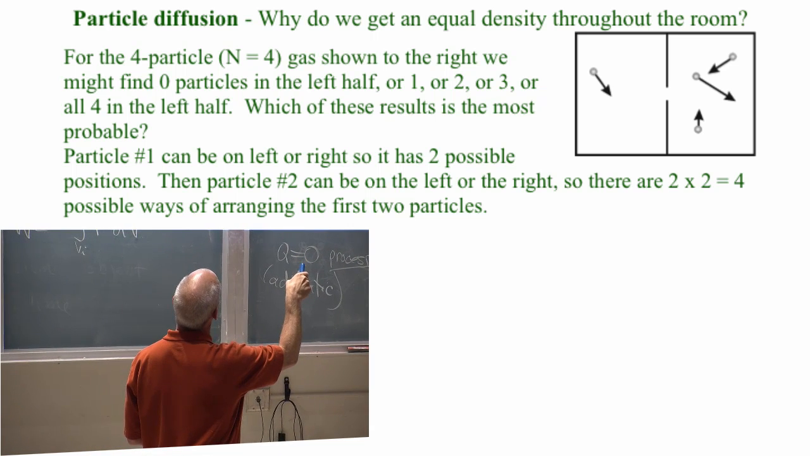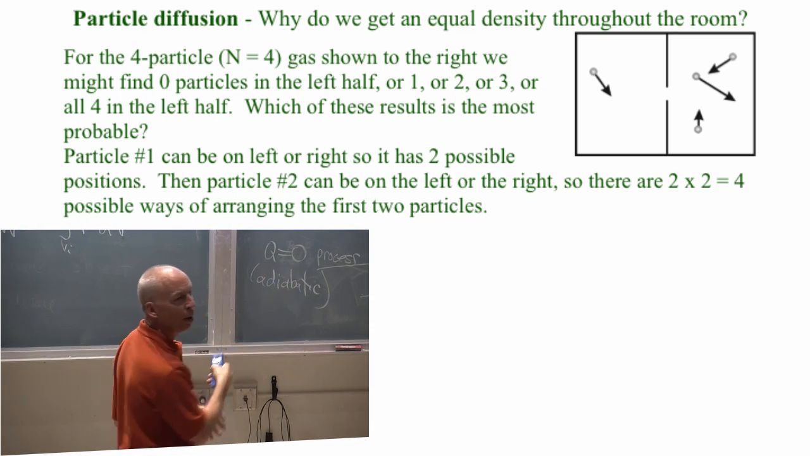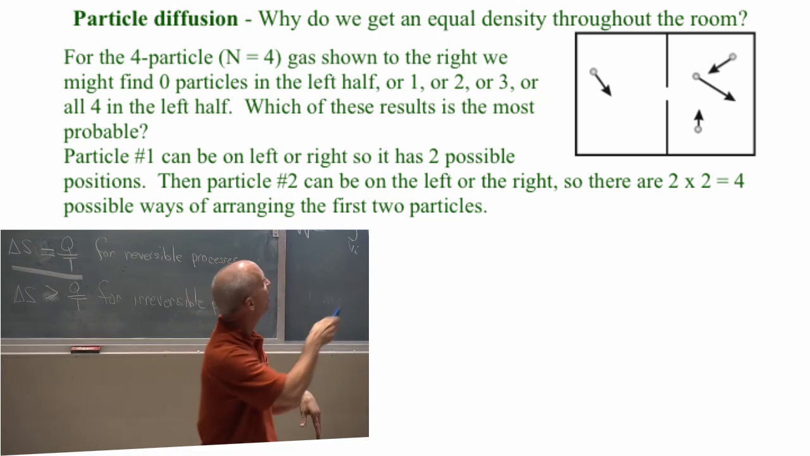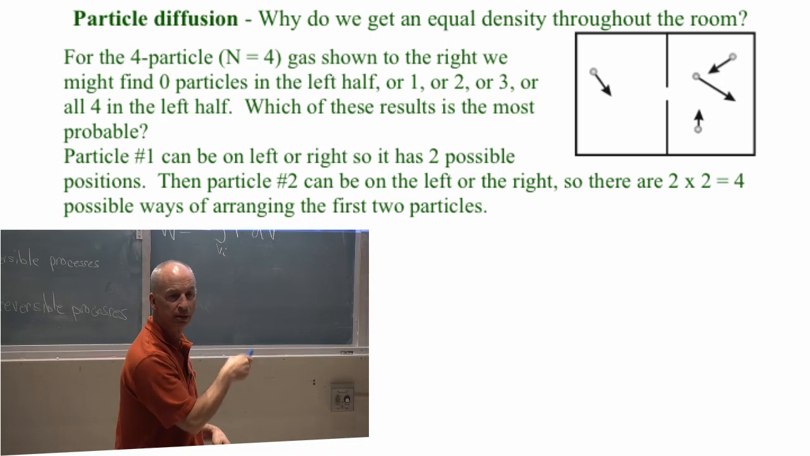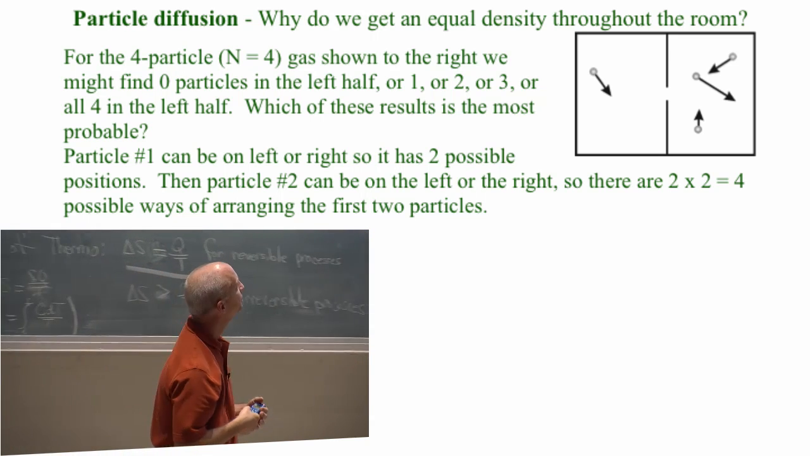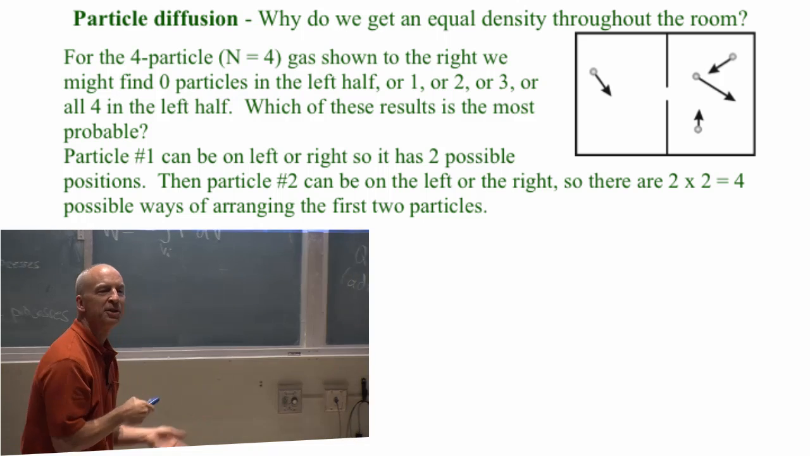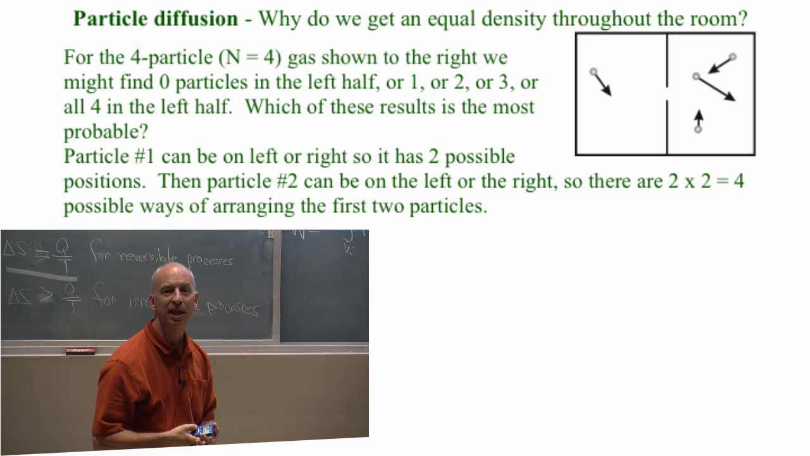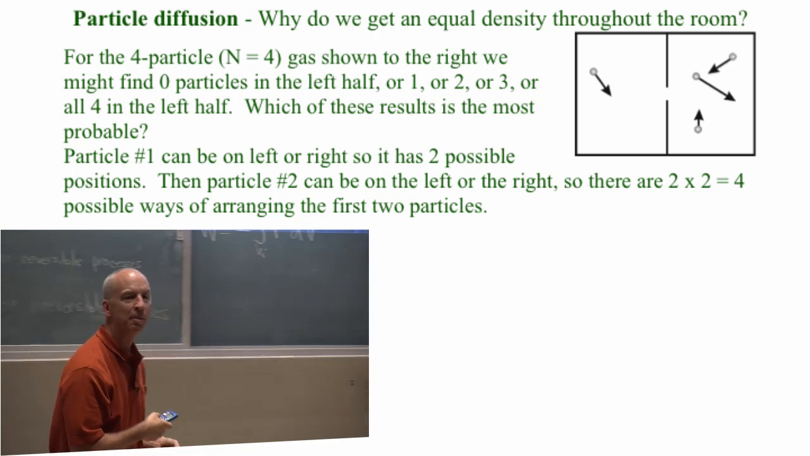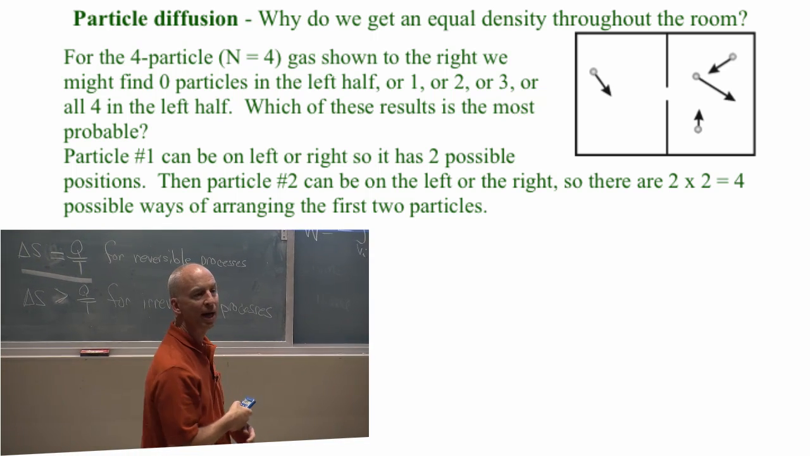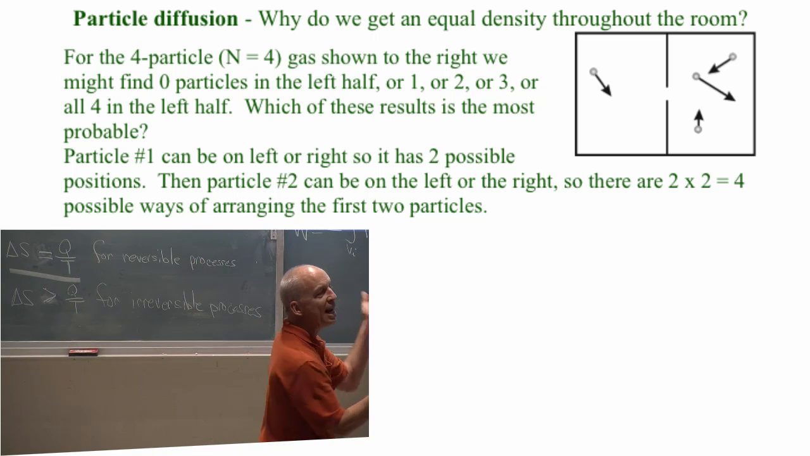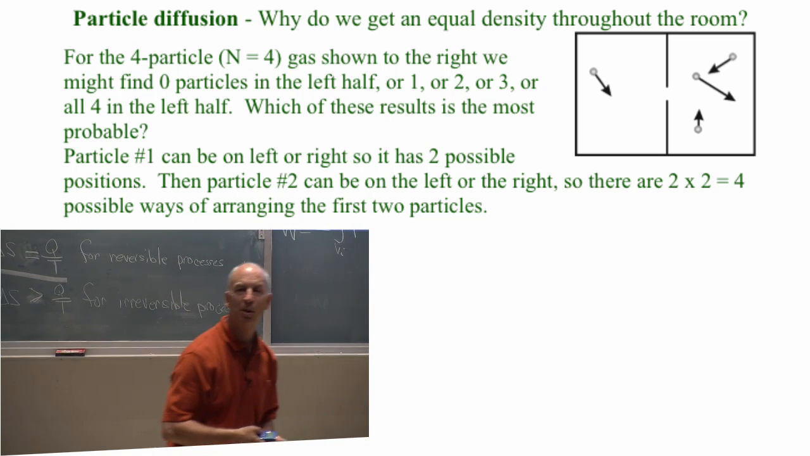Every once in a while, they will come to this hole in the partition between the two and go through. So an atom can go from the right to the left, or from the left to the right if it hits the hole. Because they're bouncing around essentially randomly, if we actually set this thing up, we would sometimes find all four atoms on the right, sometimes all four atoms on the left. But any of these states are a possible state.